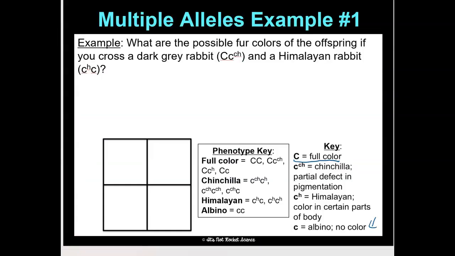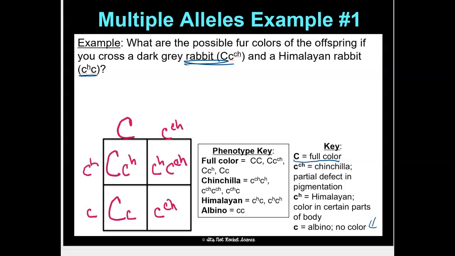Okay, so if we cross a dark gray rabbit that has this genotype with a Himalayan rabbit that has just this genotype, what would we get? I'm going to pause and give you guys a chance to work this out. Okay, so really it's a simple Punnett square. It's just about being able to interpret what we've got here. So I'm going to go in and mark all of my guys that are full color. That's anything that has a dominant allele. So both of these guys have a dominant allele, so they'll both have full color.